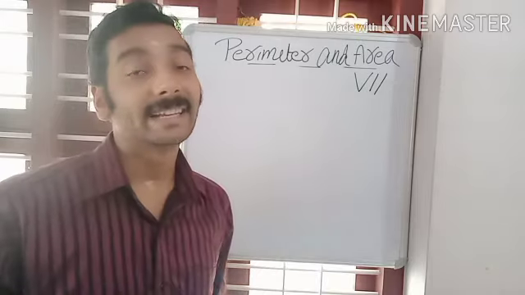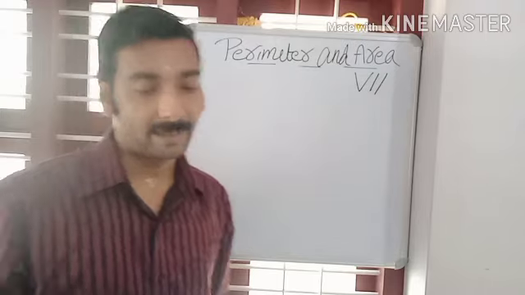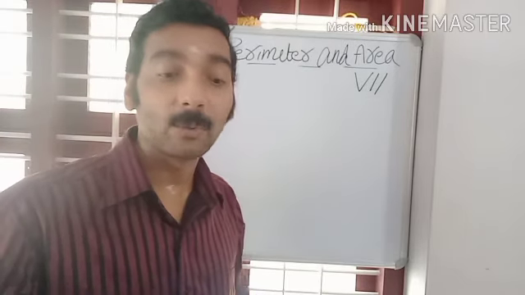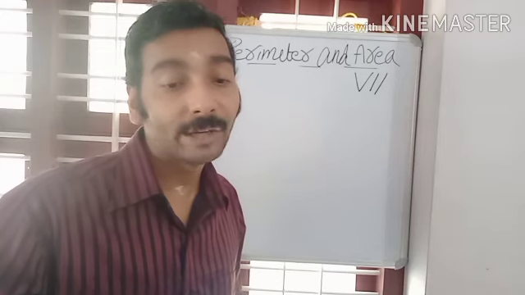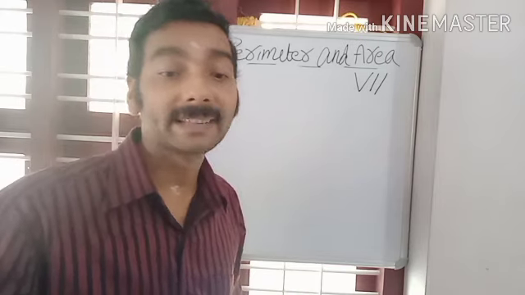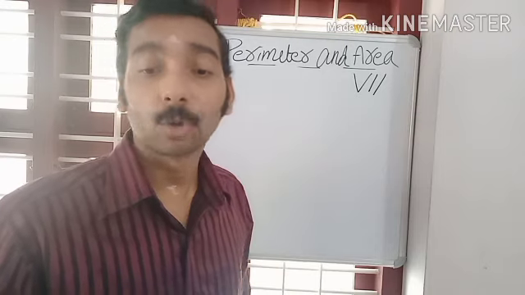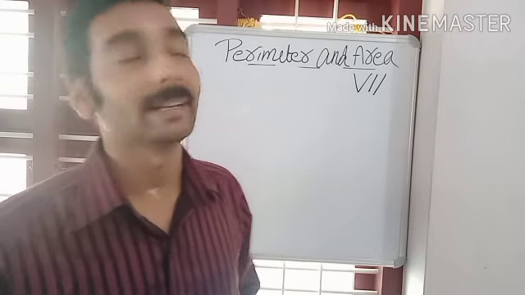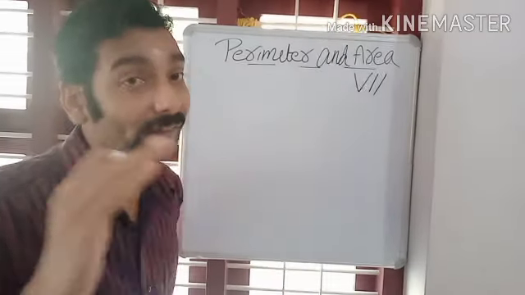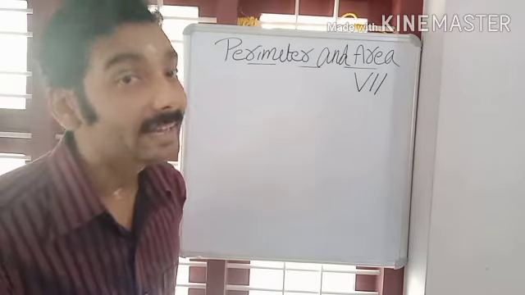Today we will discuss some important questions in this chapter. The question is: if the circumference of a circular sheet is 154 meters, find its radius. Also find the area of the sheet. Pi equals 22 upon 7. In this question, first we find the radius and then the area.